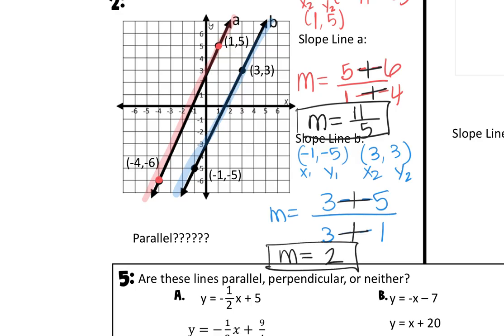Now, if I compare the slope of line A, which is 11/5, and the slope of line B, which is m equals 2, they're completely different. They're not the same. So because they're not the same, they are not parallel. So are they parallel? No.